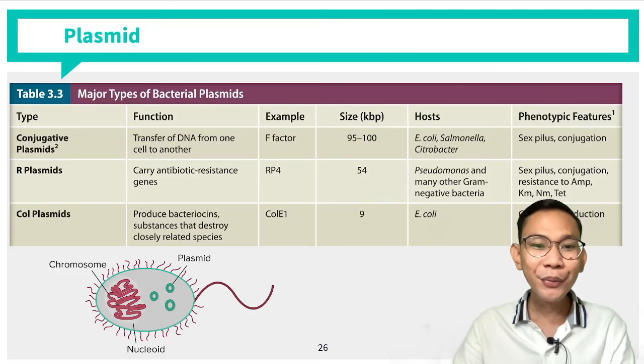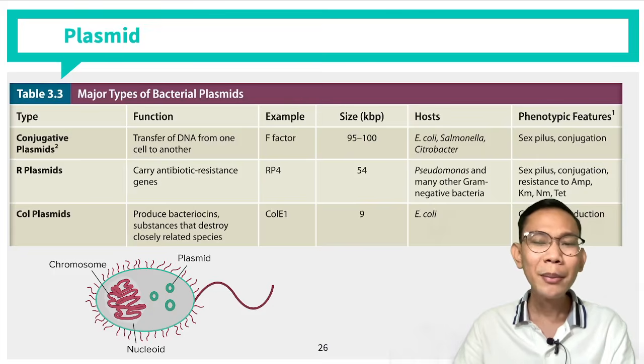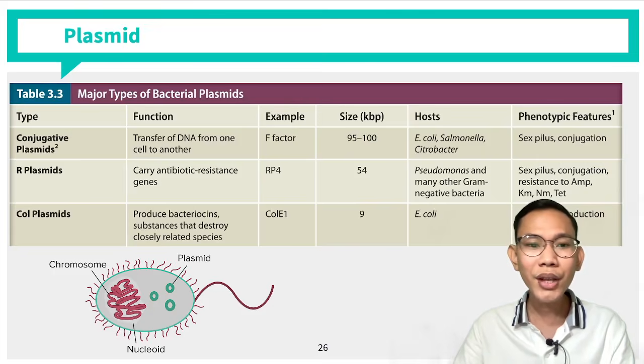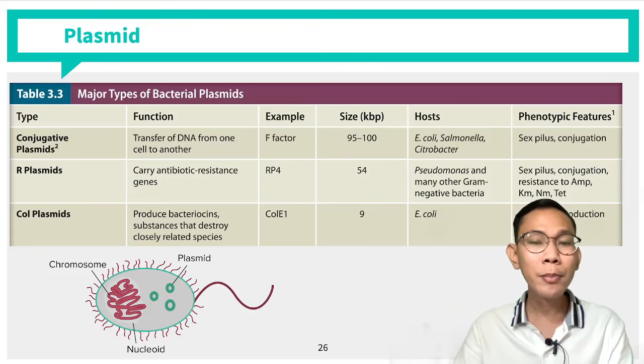So these are the different major types of your bacterial plasmid. We have your conjugative plasmid, your R plasmid, and your col plasmid. So remember, this plasmid is non-essential, meaning it could also make your cell pathogenic. Why, Doc? Because, for example, a conjugative plasmid can transfer DNA from one cell to another. Therefore, it can transfer its specific ability later on to another cell, and that ability may be pathogenic or make them more pathogenic or more virulent.